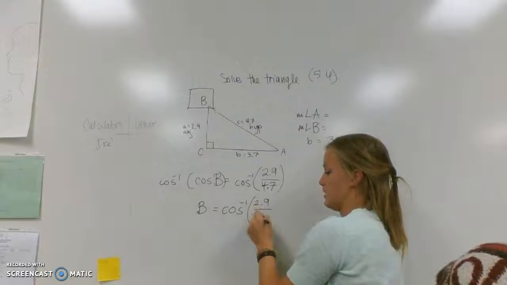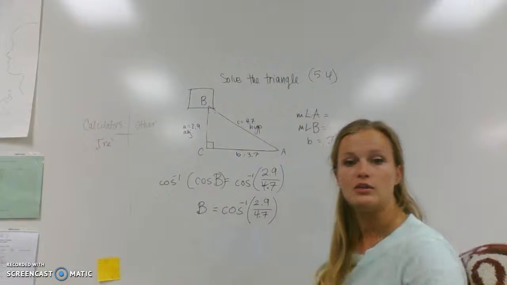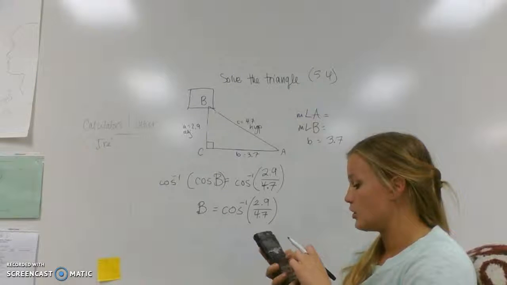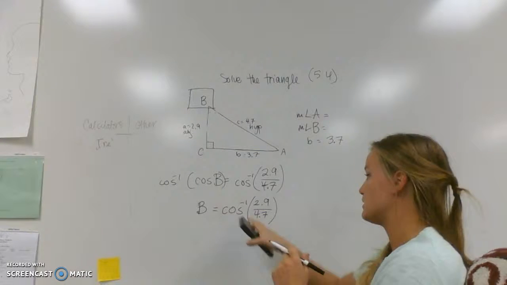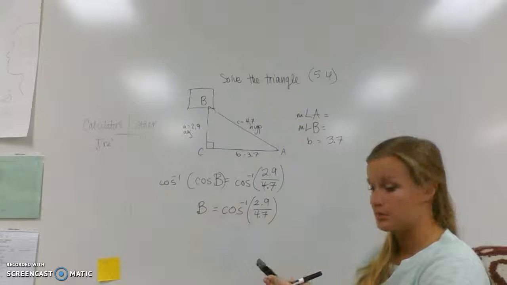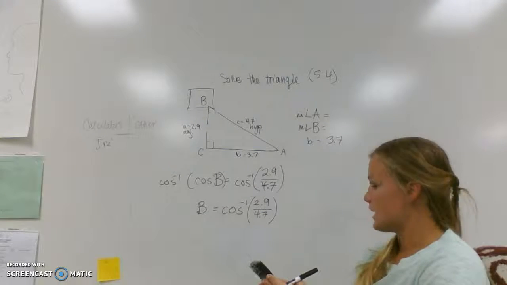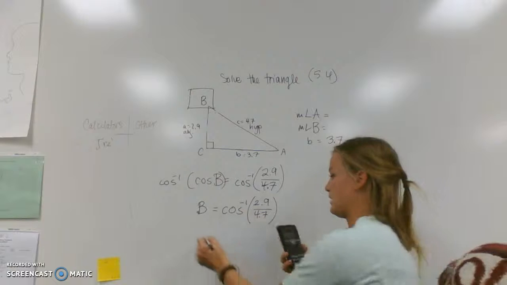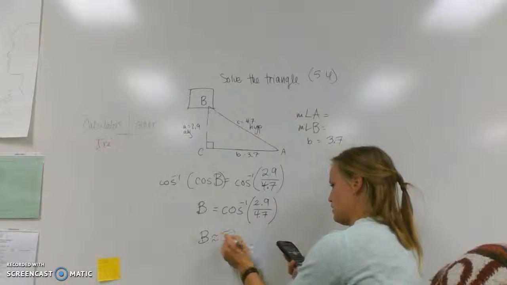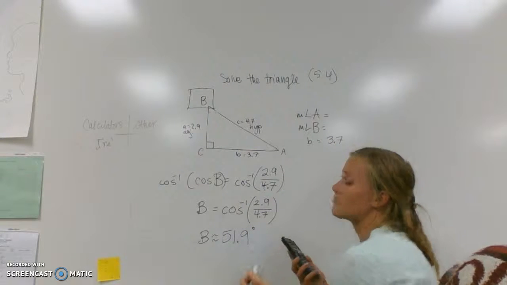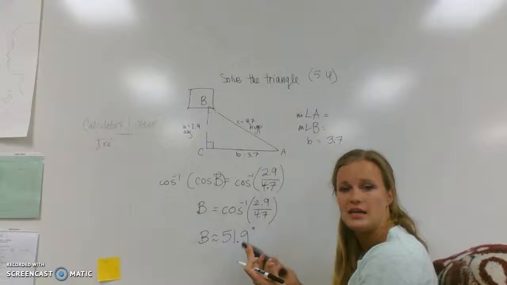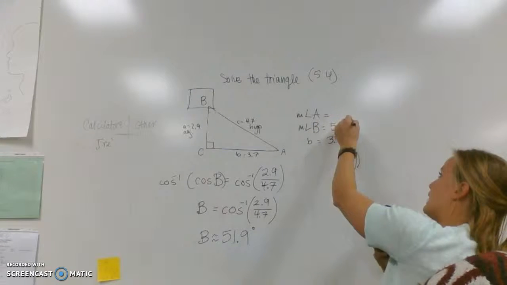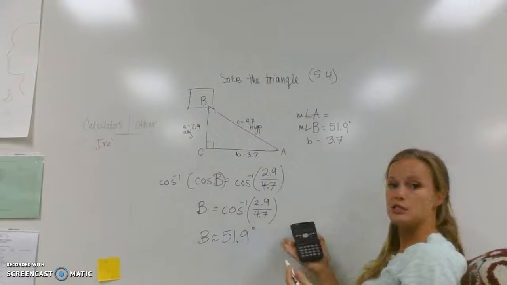inverse of this value. Now again, go to your trusty old calculator, and you're going to use the shift or the second function above cosine to get that -1 there. That's not an exponent. So inverse cosine, open a parenthesis, 2.9 divided by 4.7. And I'll get that b is approximately 51.9 degrees. That makes sense because it's less than 90. It's an acute angle. It's possible in a triangle. 51.9 degrees.